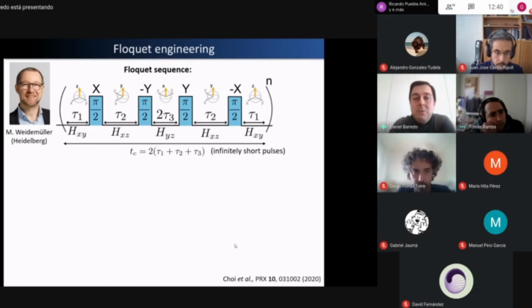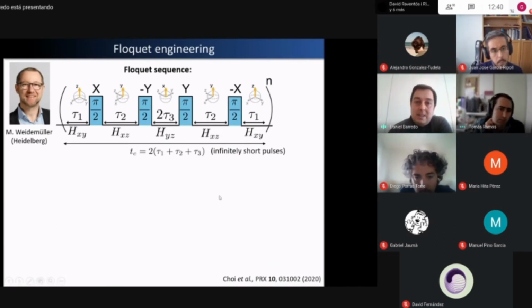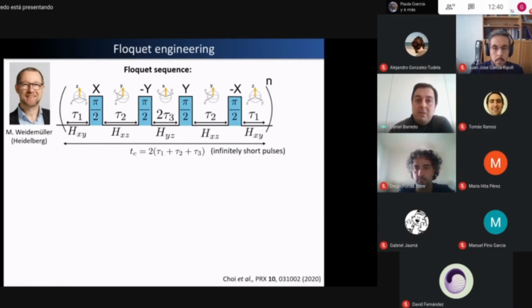This is some work that we do in collaboration with the group of Matthias Weidemüller in Heidelberg. They successfully applied this approach to an ensemble of atoms. And now the idea is that we do the same thing basically with an array. So the idea is just to use this Floquet sequence, which is a sequence that is borrowed from NMR experiments. You see that there are 4 pi/2 pulses on the microwave, in which you rotate along x, minus y, y, and minus x.